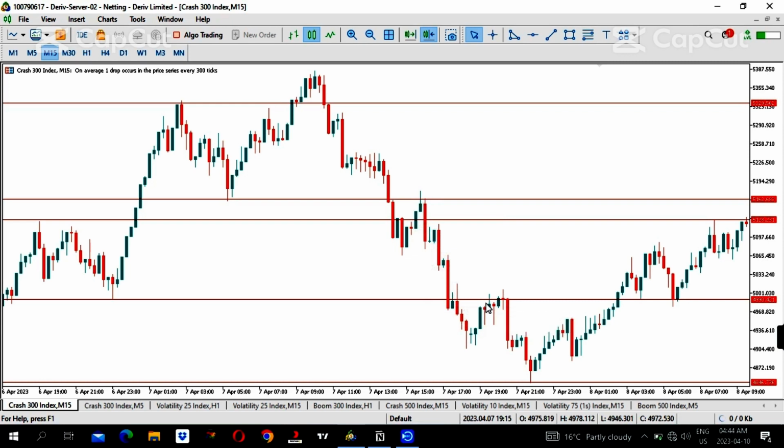So a broken support acts as a resistance. We also have this support level right here. It doesn't get respected over here, it gets broken. And then this pullback to that support level is now acting as a resistance. And after showing weak rejections over here, we went downwards. So that's what you look for. That's the best setup when trading support and resistance.